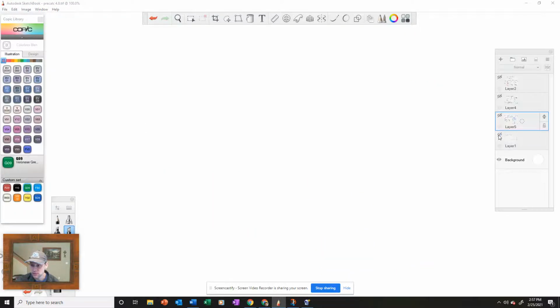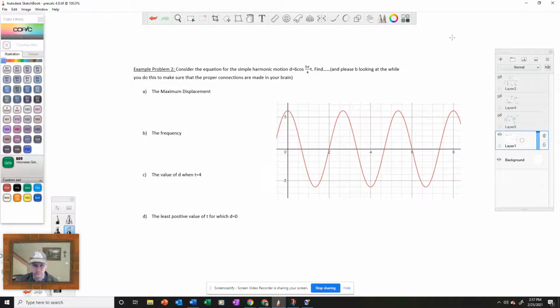Let's go to the second example. What's it tell us to do this time? Consider the equation of the simple harmonic motion given by this equation. D as a function of time equals 6 times a cosine of 3 pi over 4t.